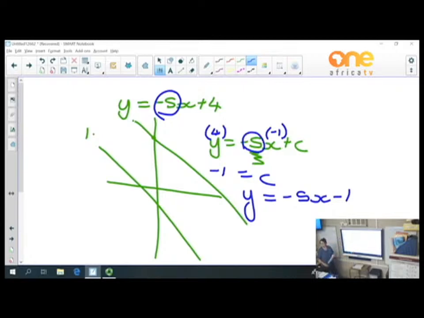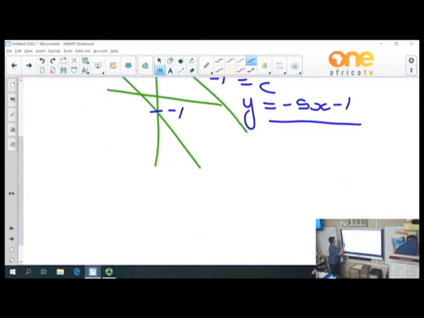So we start with the same gradient. And then you substitute the coordinates in because this line passes through a new point there. And then we get that c is -1. So this is your answer there. This gives you +5, and 4 minus 5 is -1. Right, the next one is number 2 now.